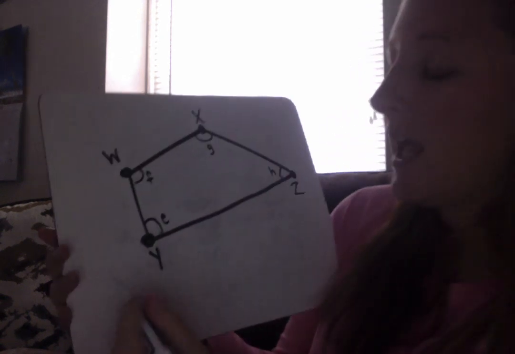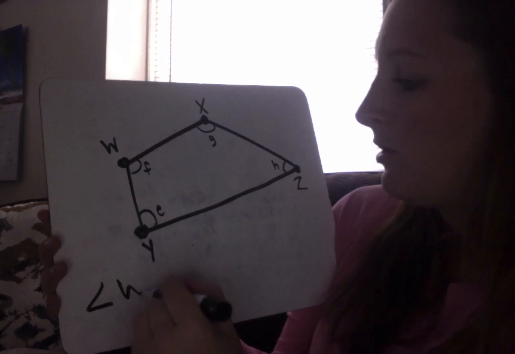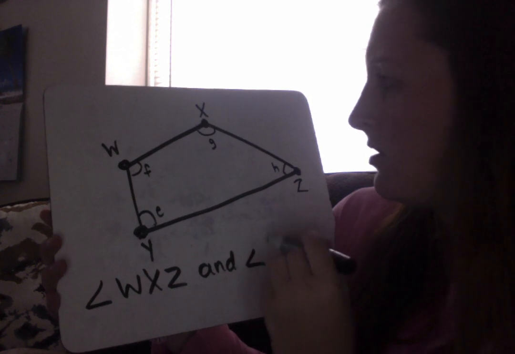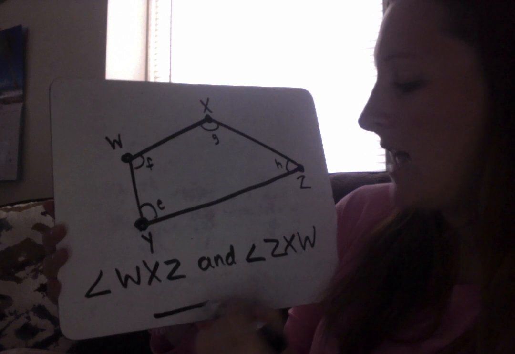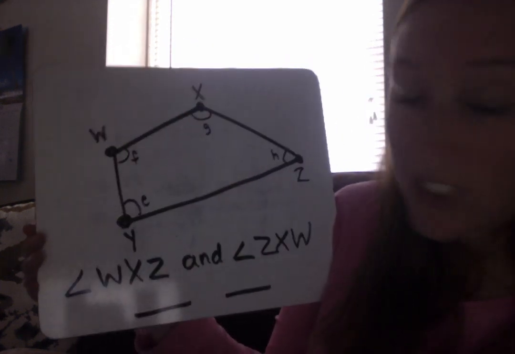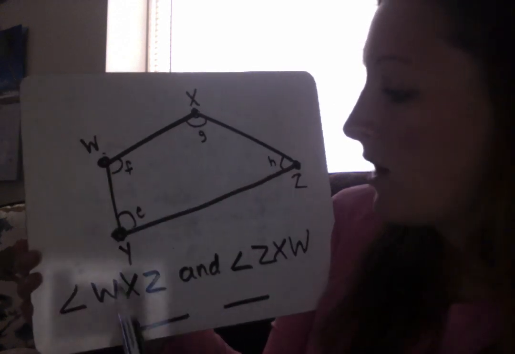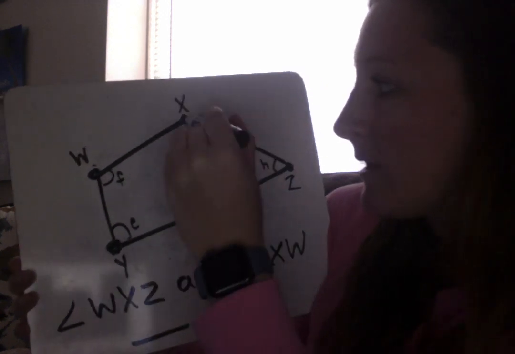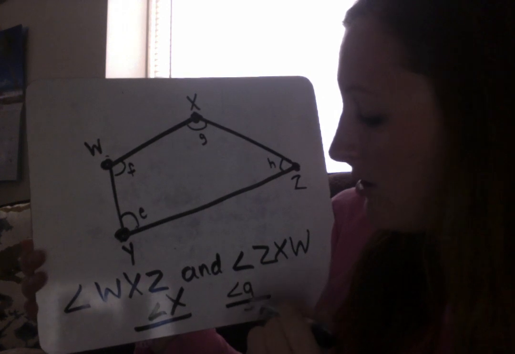If the book gave us angle WXZ and angle ZXW and asked for the last 2 answers, let's take a look. X is in the middle, so WXZ, ZXW. Those are 2 names that it already gave us. The other 2 names that we would do would be simply just to name it angle X or name it by the little one, angle G. Okay?